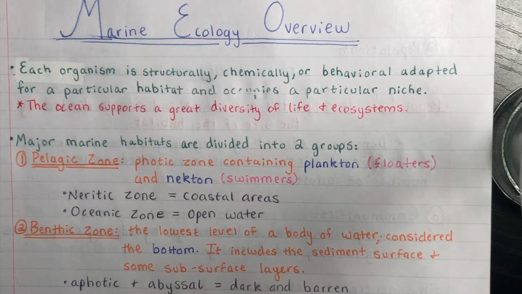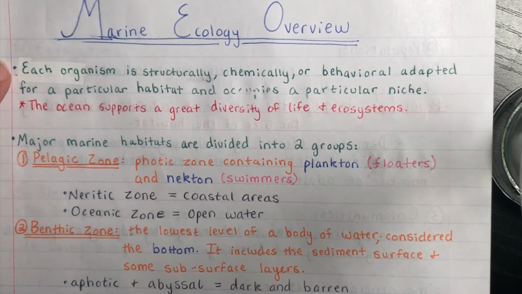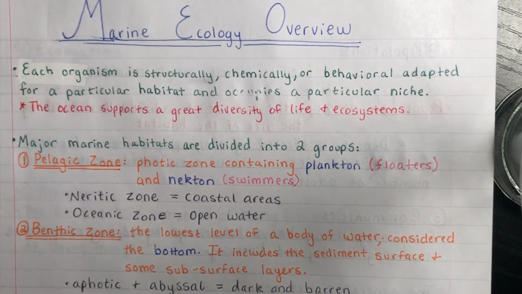At the beginning of the year, if you can remember, the literal first thing that we learned about was a lot of vocab that had to do with marine ecology, such as ecology, ecosystem, biotic and abiotic factors, habitat, populations, communities. So we're going to be revisiting a lot of that information as well as marine zones and seeing how it all fits together. To start with, each organism is structurally, chemically, or behaviorally adapted for a particular habitat and occupies a particular niche.